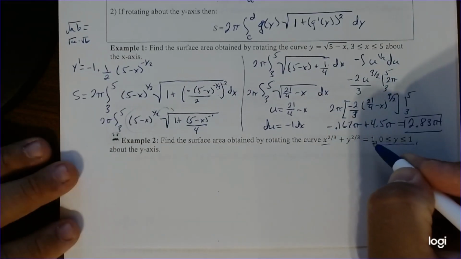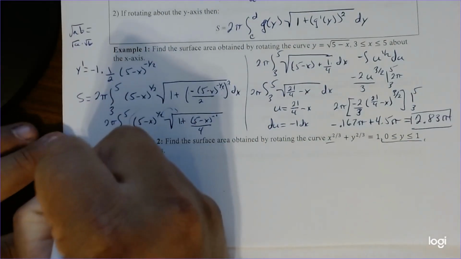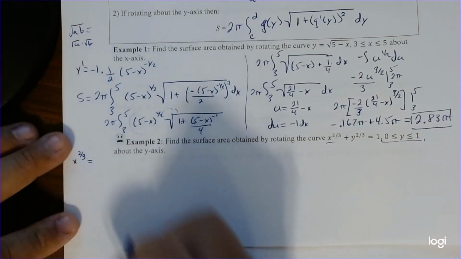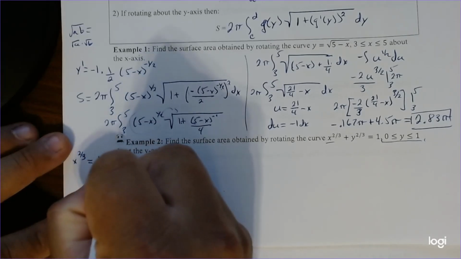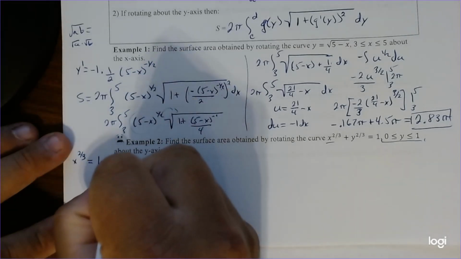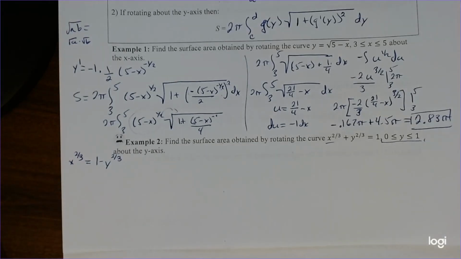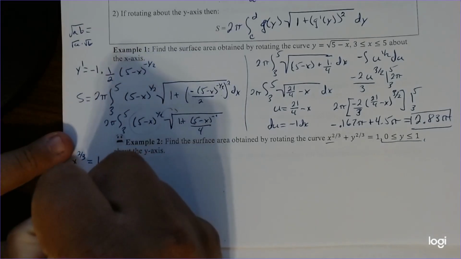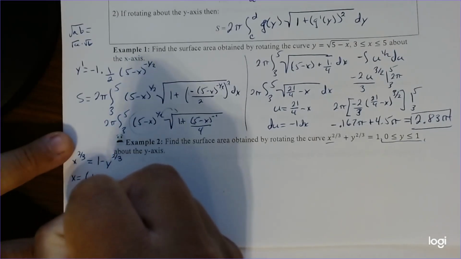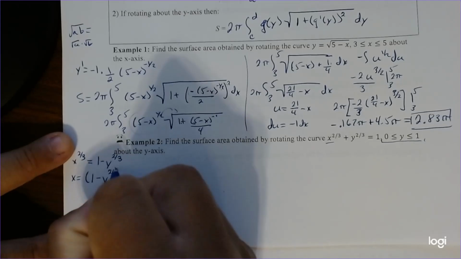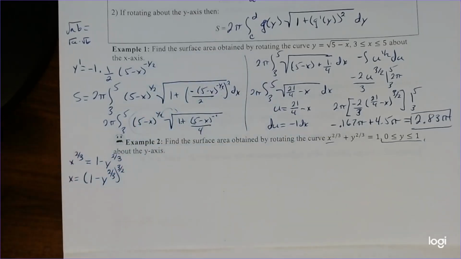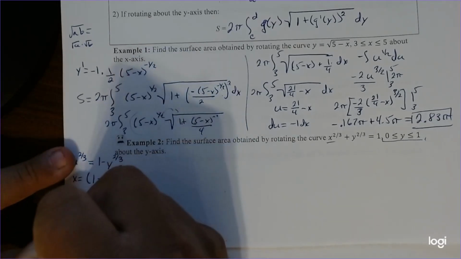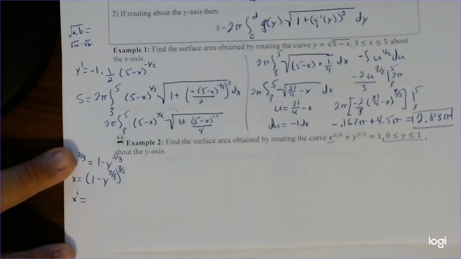So we'll bring this over. So we're going to have x to the 2/3 equals 1 minus y to the 2/3. Okay. And now we're going to raise everything to the 3/2 power, right? So then x is equal to 1 minus y to the 2/3 raised to the 3/2 power. Right, just flip them. And now we take the derivative, so dx/dy.